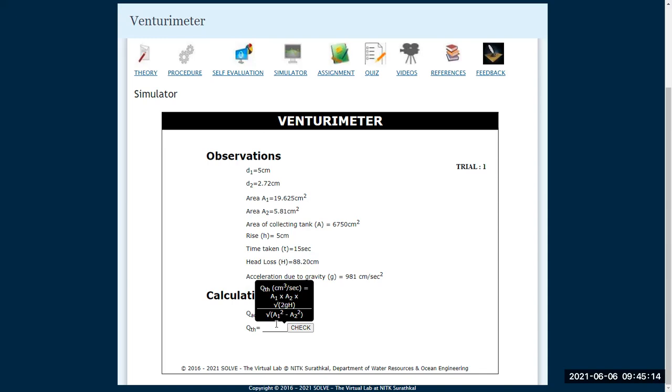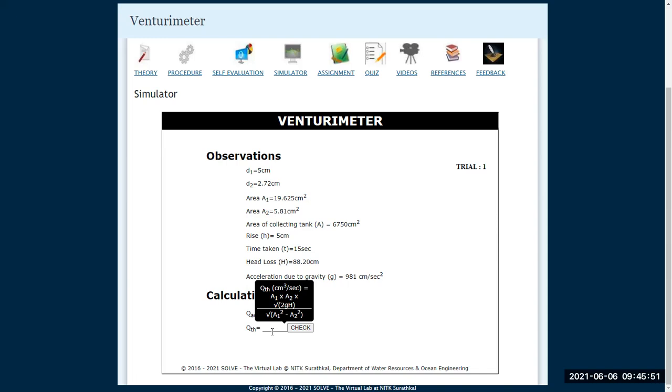So A1 is 19.625 centimeter square, into A2 5.81 centimeter square, into root 2 GH. So 2 into 981, G is 981 centimeter per second square, into H. H is the head loss, 88.2. Okay, so divided by the square root of A1 square minus A2 square. Okay, so let us just calculate.